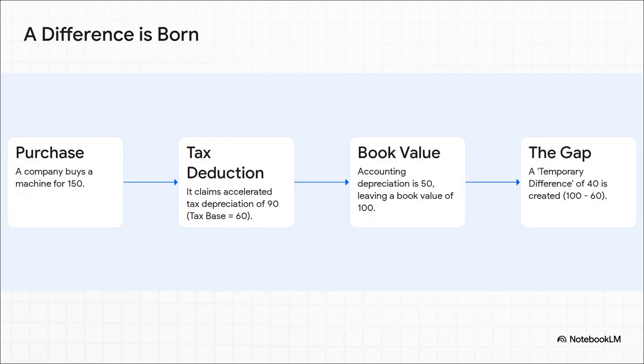Let's walk through a super classic example. So a company buys a machine. The government, wanting to encourage investment, says, hey, you can write off a huge chunk of that value right away, let's say 90. But for its own financial reports, the company uses a slower, more realistic depreciation of 50. See the gap? Suddenly, the machine's value on the books is 100, but for the tax man, it's only 60. That 40 difference, that is our temporary difference right there.